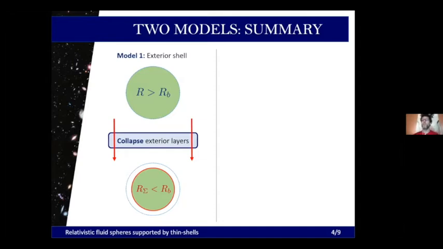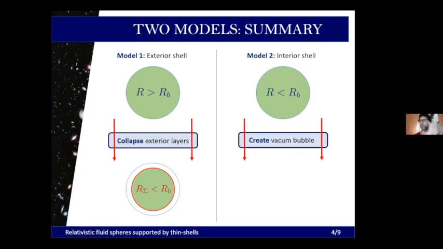For model number 2, we are going to do something slightly different. We start from a star with a radius smaller than the Buchdahl radius. So in this star, according to what I said before, this star will have a singularity somewhere inside, right? Because the radius is smaller than the Buchdahl radius. And then what we are going to do is to open a hole, create a vacuum bubble inside this star to remove the singularity from inside the star.